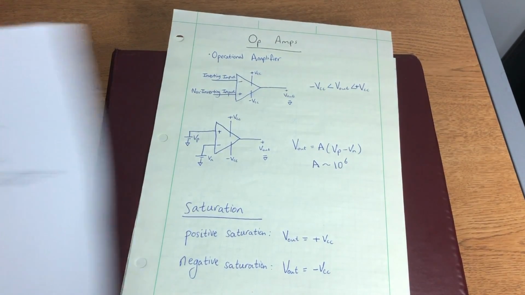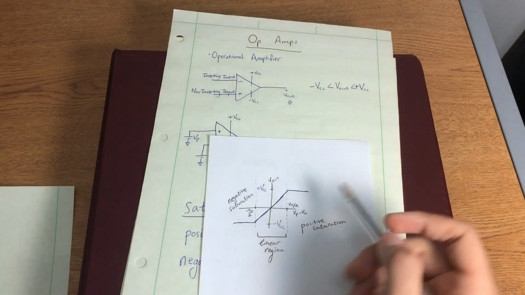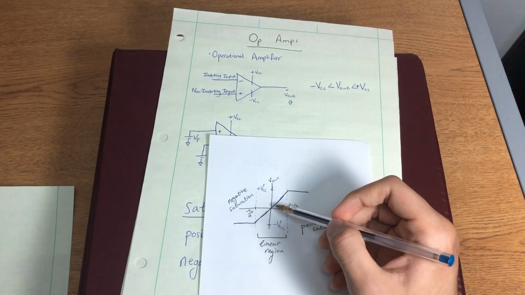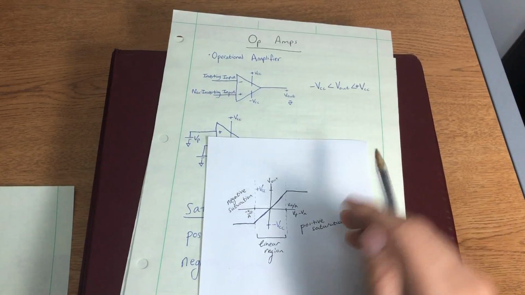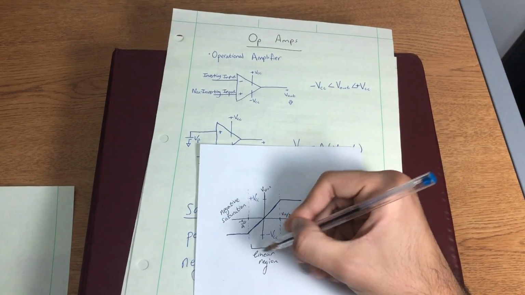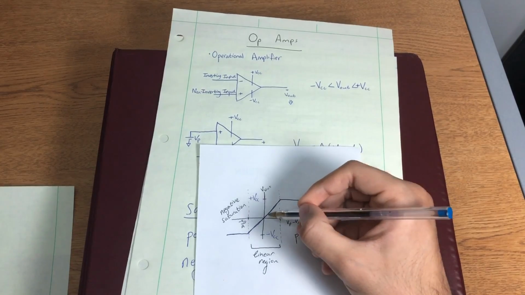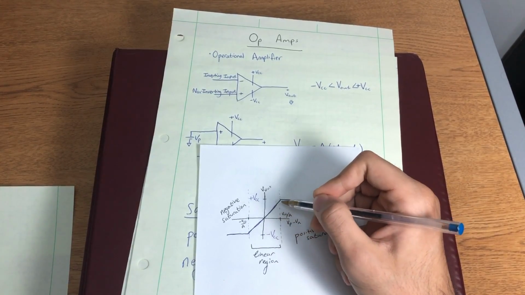To understand this further, let's take a look at this graph. This graph basically depicts the trend that I just showed you. Whenever our op-amp has Vp minus Vn small enough to where Vout is still in this range, it operates in what is called a linear region. That means that the output and the difference Vp minus Vn are proportional.